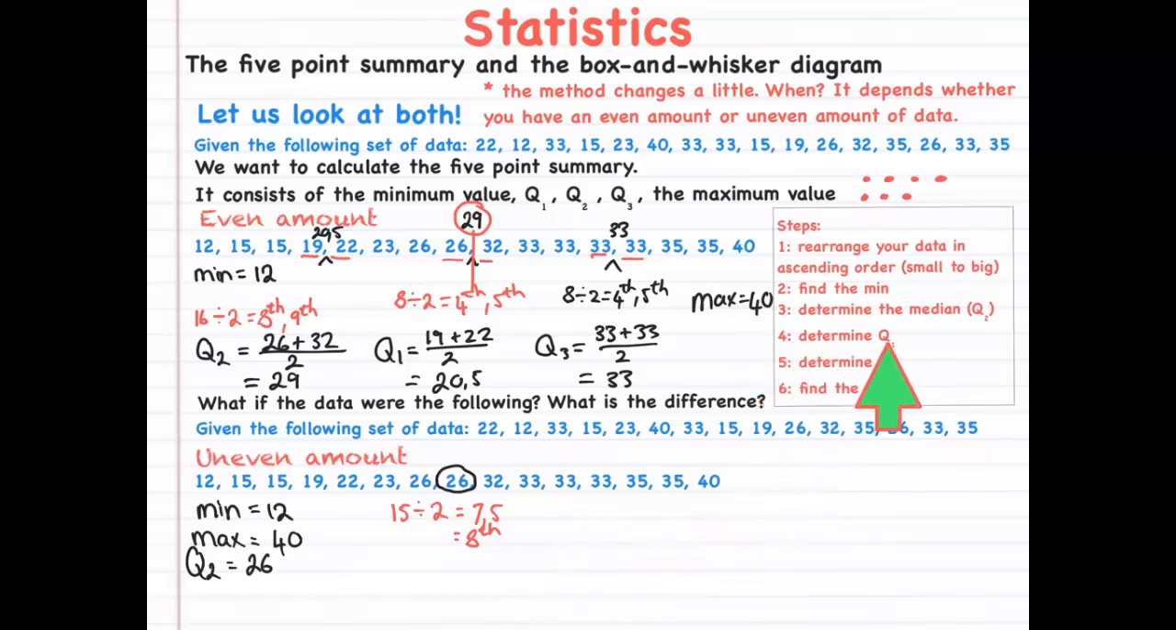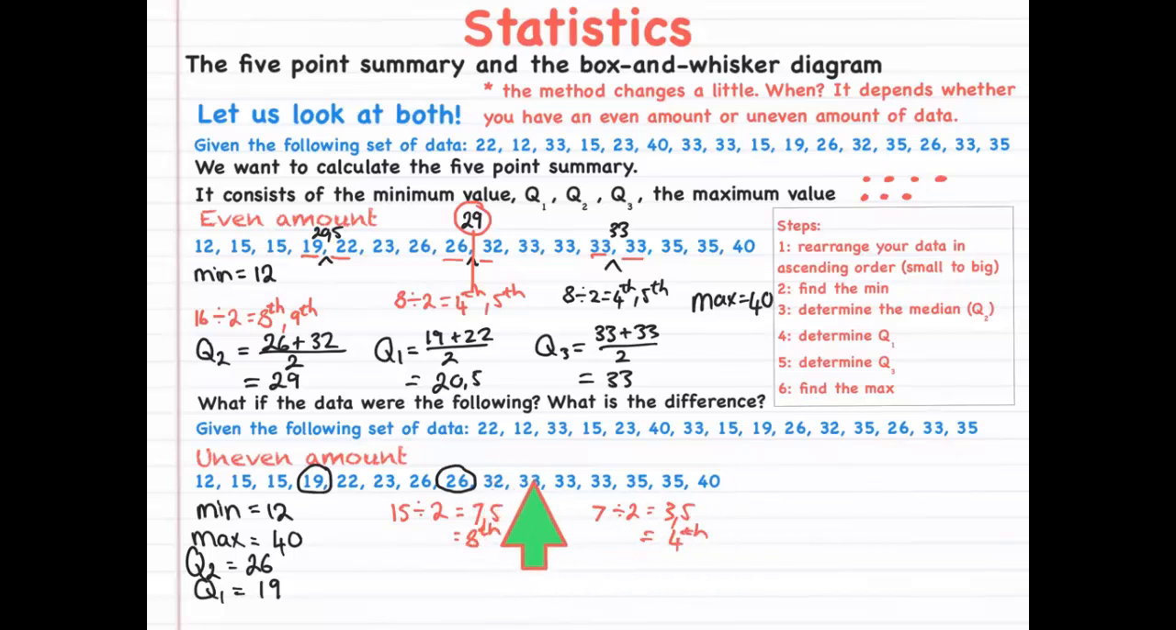Now we want to determine Q1, which is our lower quartile. The lower quartile is the one in the middle of our first half. So again, 1, 2, 3, 4, 5, 6, 7. There are 7 numbers in the first half. So I simply take 7 divided by 2, which is equal to 3.5. We round it up to 4, so we are looking at the 4th number. Again, 1, 2, 3, 4. I'll circle that with my black pen. It will be 19. Then we can simply write at the bottom that Q1 is equal to 19. As easy as that.